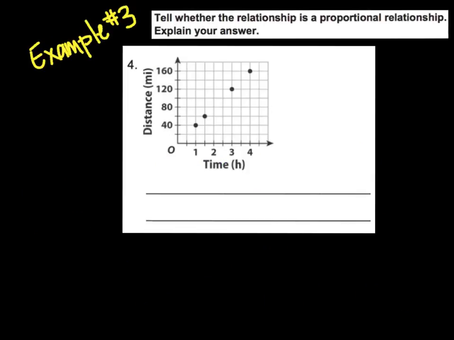Okay, I know this says example 3, but I'm skipping example 2. So if you're in my math class, we're going to move on down to question 3, where there is a graph made but no table. And the direction says tell whether the relationship is proportional. And then we have to explain. So I am going to tell yes or no, is it proportional?